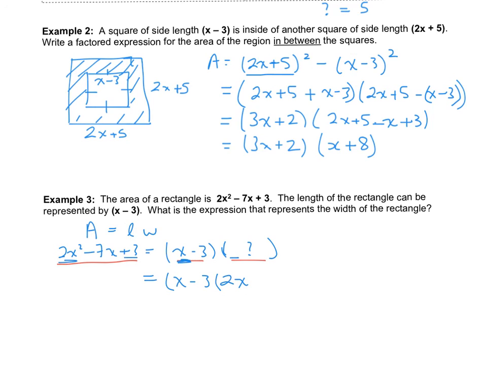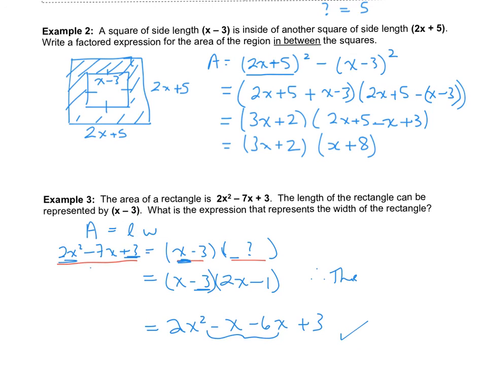And then I have a plus 3 on the end. I have a minus 3 here. What would I need to multiply minus 3 by to get plus 3? I would have to get minus 1 to multiply minus 3 to get plus 3. Now let's check and see, do we get the 7x out of that? If I were to check by expanding and simplifying, I'm going to have a 2x squared minus x minus 6x plus 3. And when I collect these, I get my minus 7x, and I've got that correct. So therefore, the width is 2x minus 1.